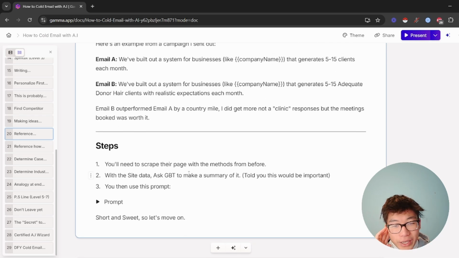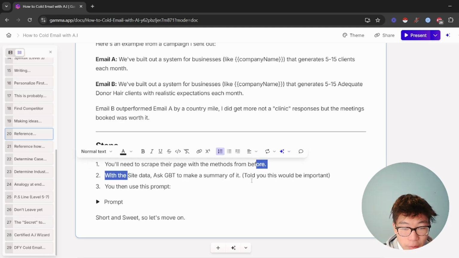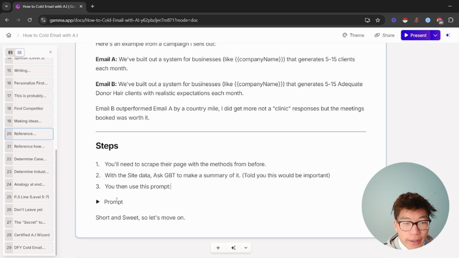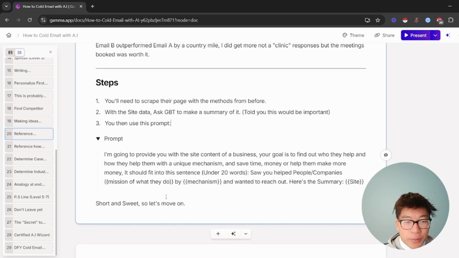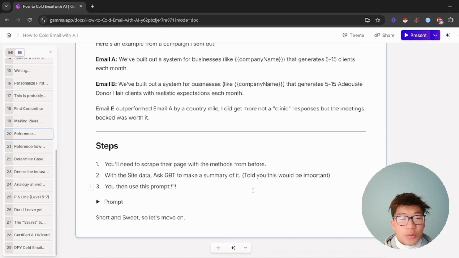So you'll need to scrape your page with the methods again from before. With this site data, ask GPT to make a summary of this. Told you this would be important, and then you use this prompt. I'm going to provide you with site content of a business. Your goal is to find out who they help and how they help them with a unique mechanism and save time, money, or help them make more money. It should fit into this sentence, under 20 words: Saw you help people, company, mission, what they do by mechanism, and wanted to reach out. Here's the site.